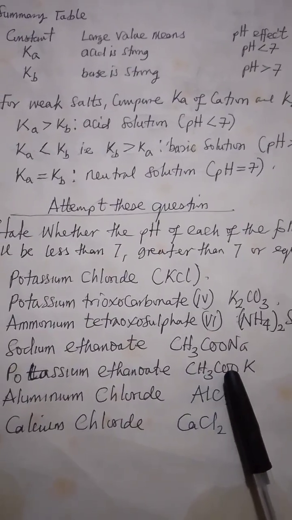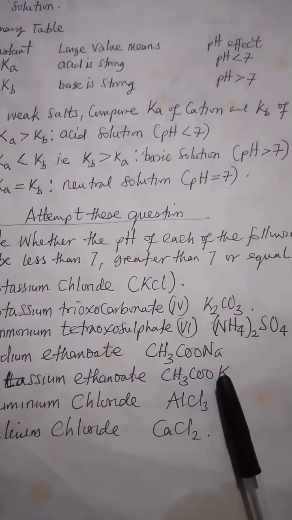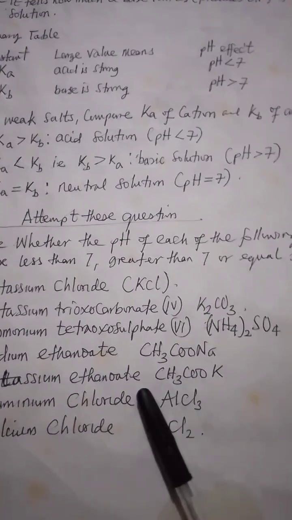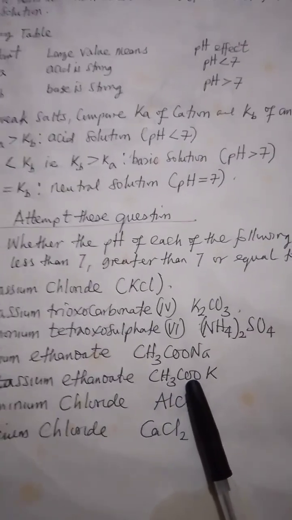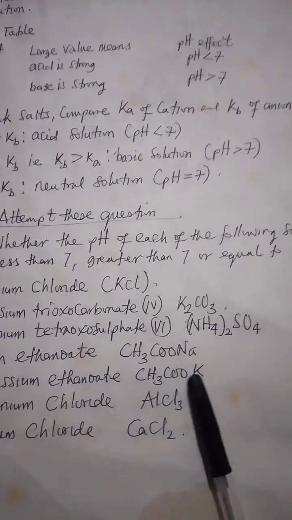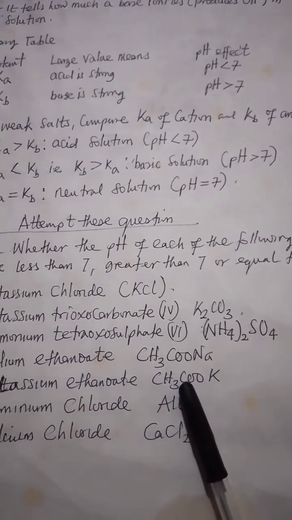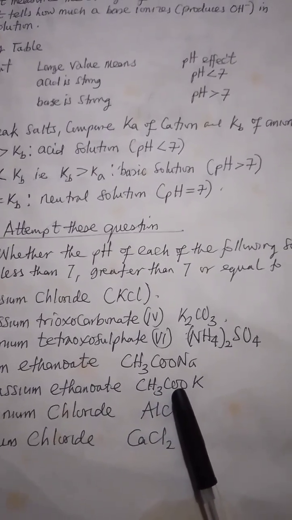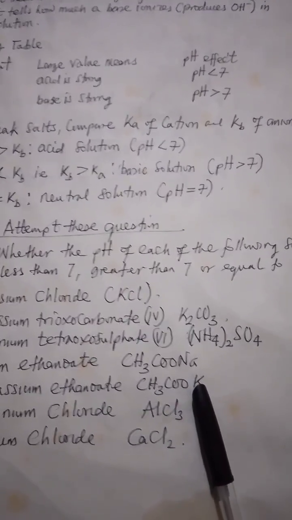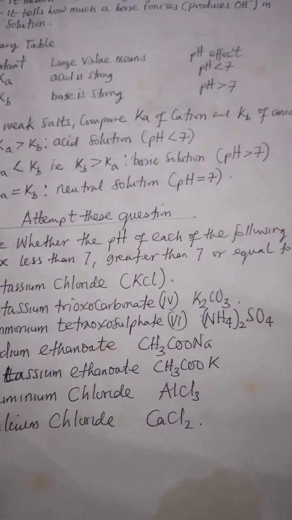CH3COO is from a weak acid, K is from a strong base, you know what that means. And then you follow through until you get to the end. I'll see you in the next lecture.